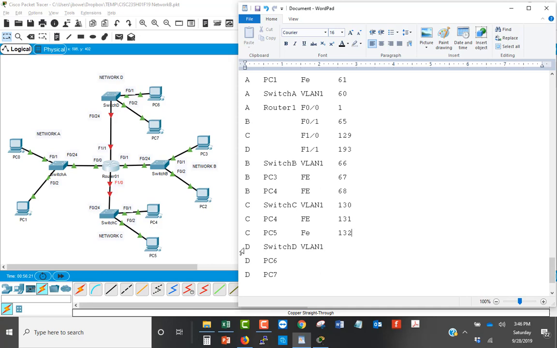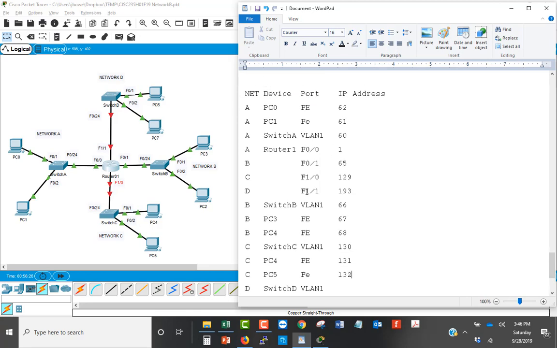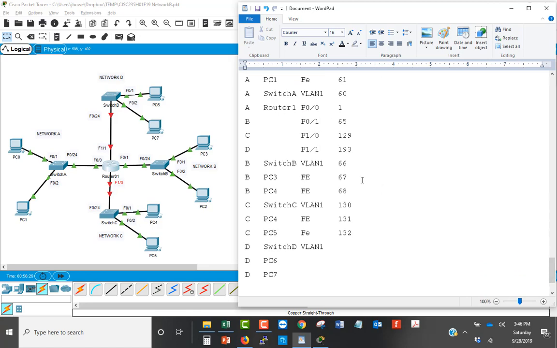And then finally I've got network D. I already gave 193, so now this is in the last block. The next one will be 194, 195, and 196. So there's the answer for the third problem, and this will be it.